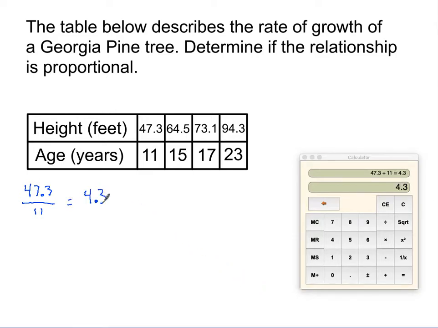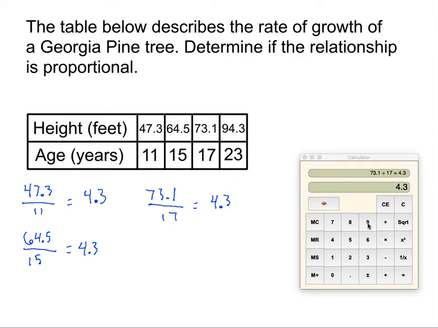Now all I have to do is look and see if the other ones equal 4.3. So 64.5 over 15. 64.5 divided by 15 is 4.3. We're halfway there. So 73.1 divided by 17 equals, look at that, 4.3. So far, we have a proportional relationship because we've shown that all three of those are equal.